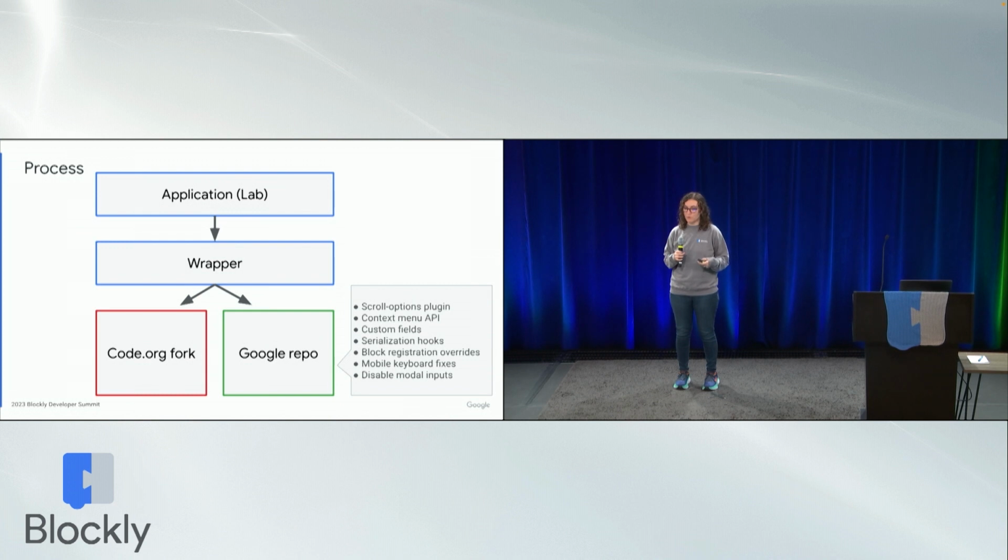We wrote the scroll options plugin. We have the context menu API that allows them to easily update the context menu options. I've helped write custom fields and serialization hooks and fixed bugs related to using mobile keyboards. So these are areas where Blockly has done significant work to help them migrate, and we also want to help you guys migrate. If you're thinking about coming back to mainline and there's something in your way, please talk to us. We want to help you do this.